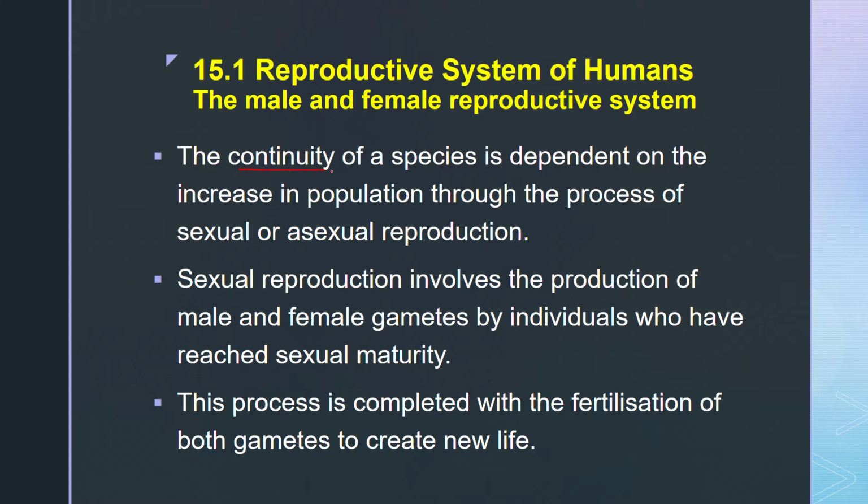Continuity of species is dependent on the increase in the population through a process known as reproduction, whether it is sexual or asexual reproduction. So what is the meaning of sexual reproduction? This type of reproduction involves the production of gametes by individuals who have reached sexual maturity. So male gametes and female gametes are going to fertilize each other.